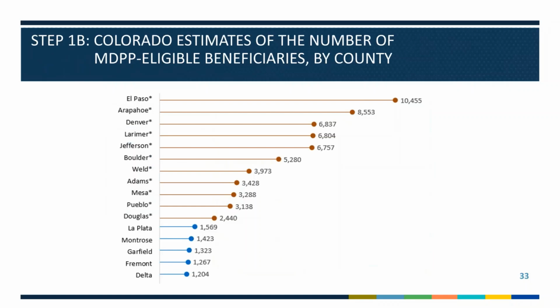Referring to the state chart for Colorado on this slide, the health department staff identify the 3 counties with the highest estimated numbers of MDPP eligible Part B beneficiaries as El Paso County, 10,455, Arapahoe County, 8,553, and Denver County, 6,837. They decide to initially focus on El Paso County and want to know how many MDPP supplier sites exist within an accessible area to this county. Remember that dark red dots represent urban counties and blue dots represent rural counties.